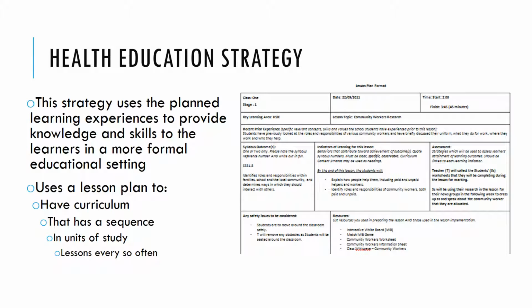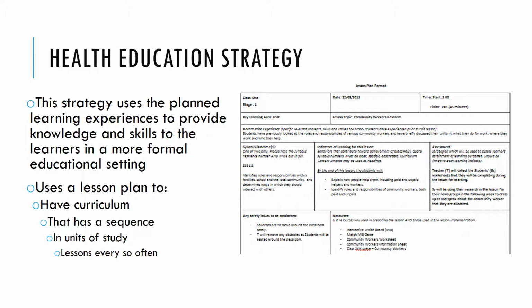The next strategy we're going to talk about is the health education strategy. This strategy is much like the health communication strategy in the way that it uses communication to get the ideas across, but whereas that one uses things like brochures, this strategy uses planned learning experiences to provide knowledge and skills to the learners in more formal educational settings.